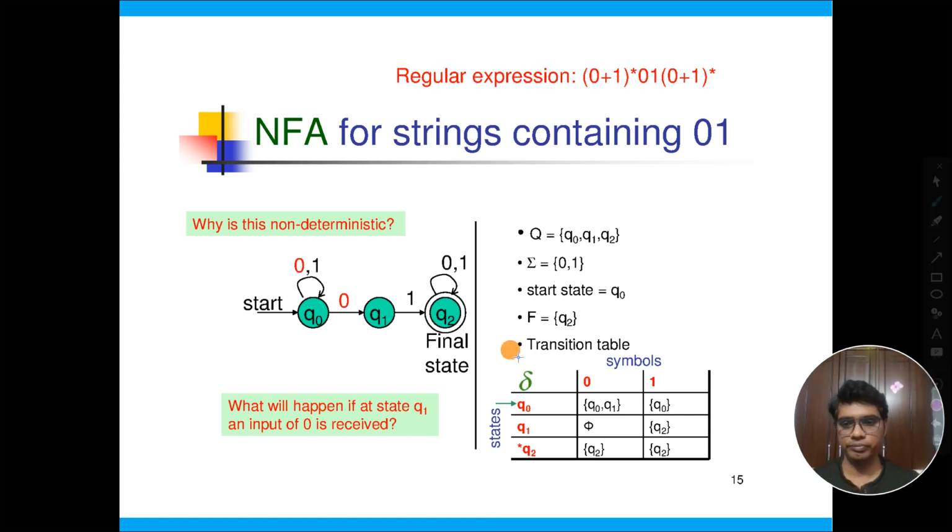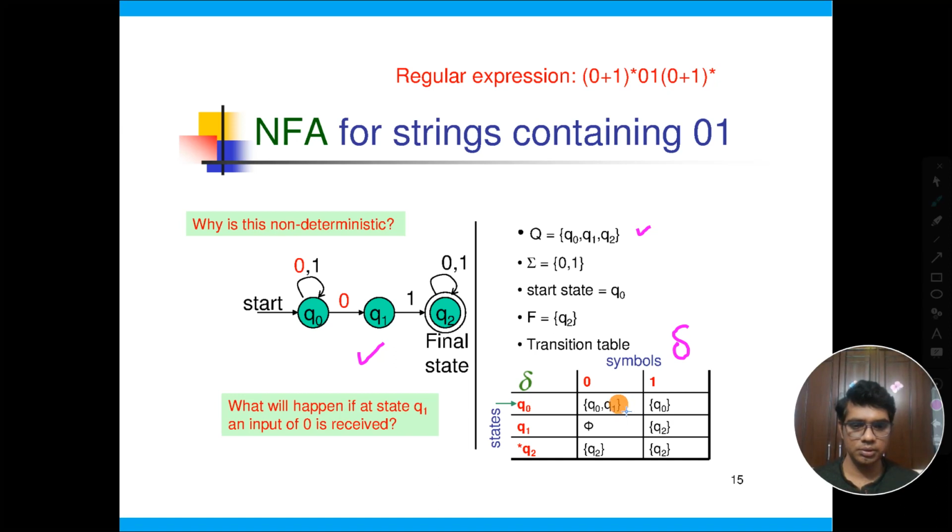Right. So now once you draw this state diagram, the NFA is represented by a 5-tuple. Q is the set of states, which contains Q0, Q1, Q2, three states, and sigma is, as we already know, {0, 1}, and the start state is Q0, and the final state is Q2. There is only one final state, Q2. And the transition function delta is represented by the transition table.